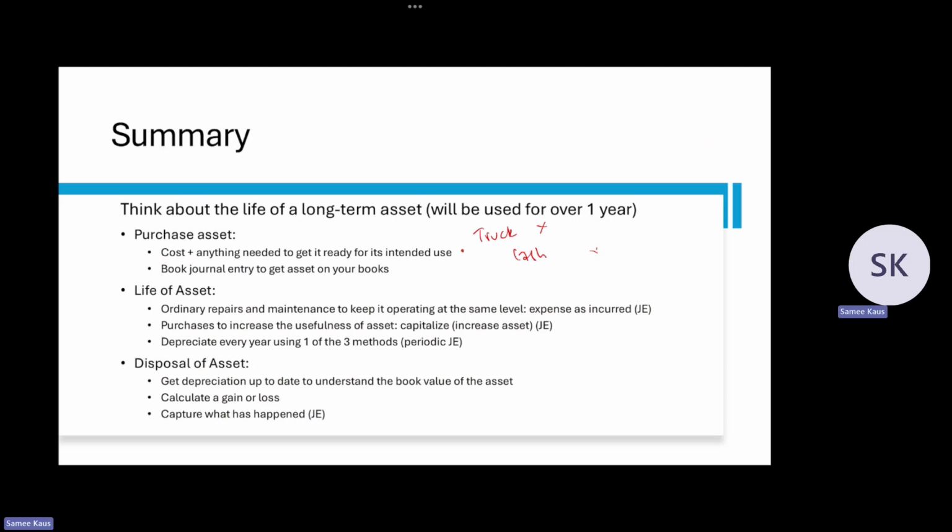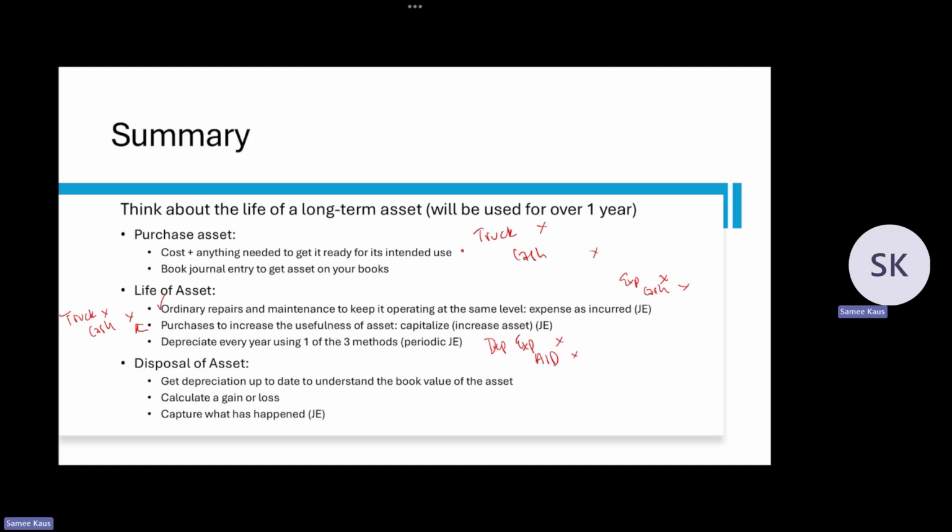Throughout the life of my asset, I'm going to have ordinary repairs and maintenance in order to keep it operating at the same level. So I'm going to have an expense. I'm going to have cash. I'm going to have purchases to increase the usefulness of the asset. So maybe I go ahead and get a new transmission in this truck. I increase my truck by the amount of that. I'm also going to depreciate it every year, right? Maybe I book monthly journal entries. Maybe I book yearly. We got to be cognizant of what our accounting practice tells us to do. But I'm going to recognize depreciation expense and accumulated depreciation.